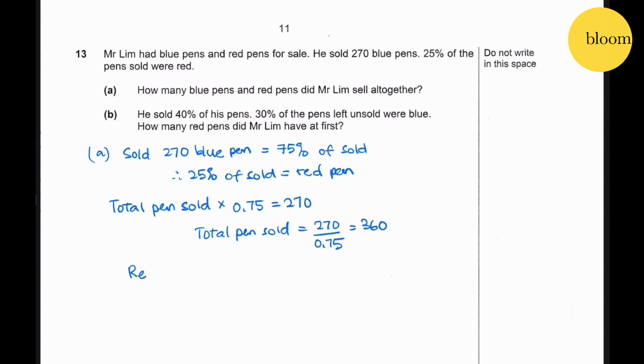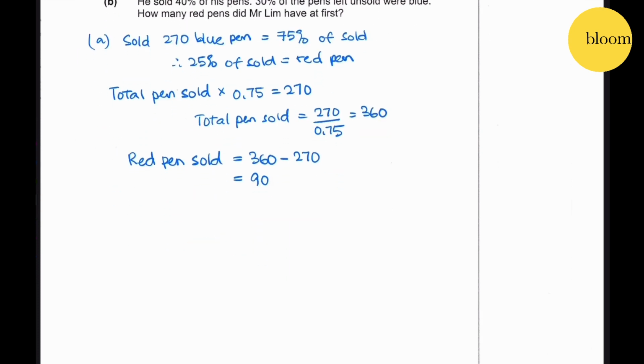Red pens sold is 360 minus blue pens, which equals 90. Hence, blue pens sold equals 270, red pens sold equals 90.